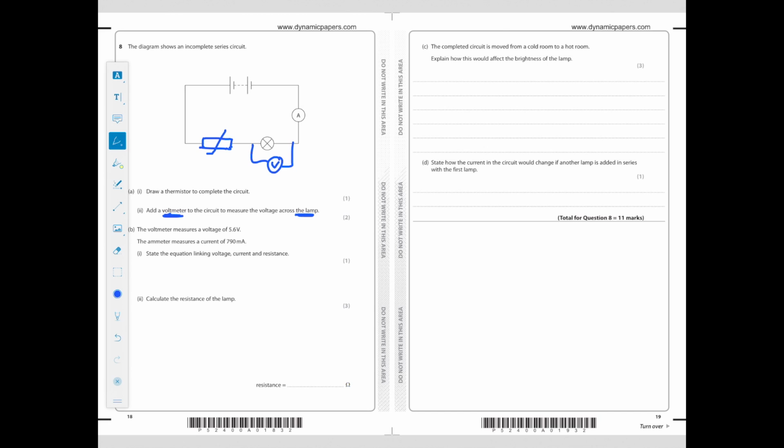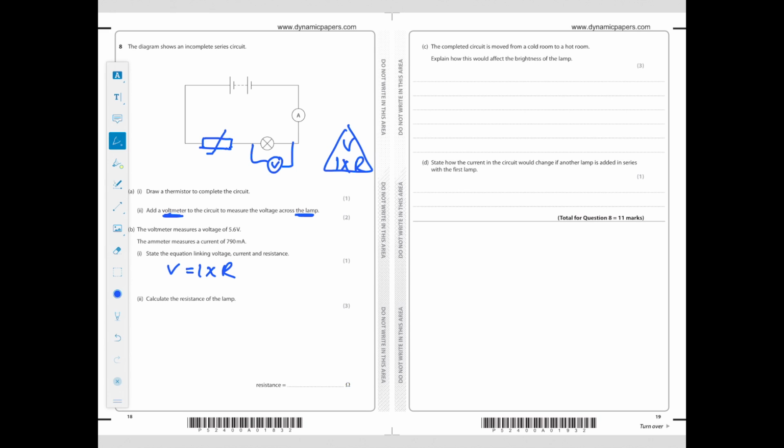The voltmeter measures a voltage of 5.6 volts. The ammeter measures a current of 790 mA. State the equation linking current, voltage and resistance. So here's my formula triangle, VIR. So voltage is current times resistance.